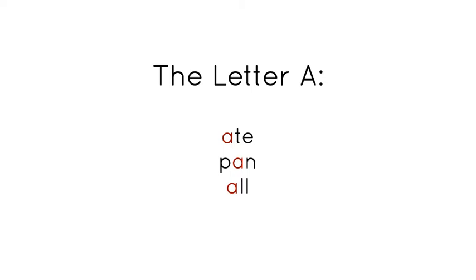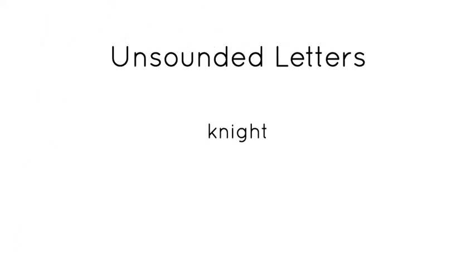In addition, we also have some unsounded letters. For instance, the word night, as in knight of the round table. There's a ton of letters in this word that don't correspond with any sound at all. So if we were to represent the word night with just the sounds that we hear or the letters that index the sounds that we hear, we'd be left with N-I-T, night.